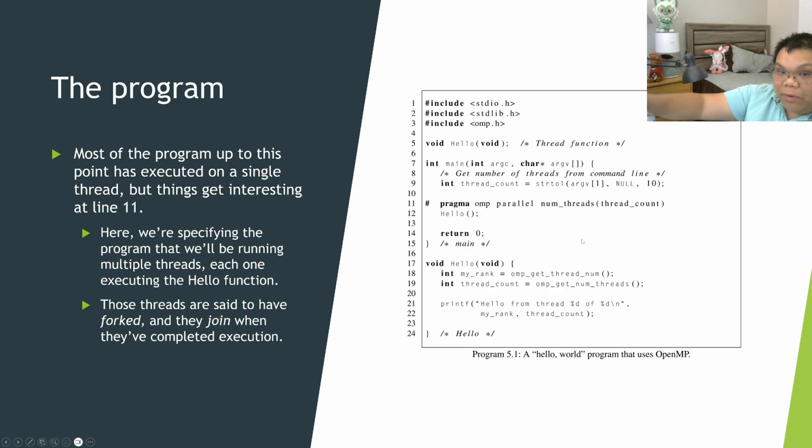Most of the program up to this point has been running on one thread, but once we hit that pragma OMP parallel directive, that's when the program forks into what is called a team of threads. However many threads was specified by the variable thread count, that one main thread is going to fork into that many threads. So now we have this team of threads, and they are all going to execute the same function, the hello function, which is defined down here.